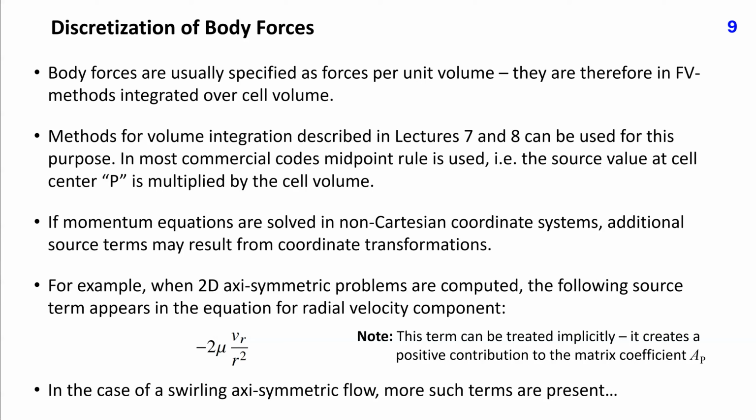by the cell volume. If momentum equations are solved in non-Cartesian coordinate systems, additional source terms may result from coordinate transformations. For example, when two-dimensional axisymmetric problems are computed, the following source term appears in the equation for the radial velocity component. Note that this term can be treated implicitly because it contains the radial velocity at the cell center. It creates a positive contribution to the matrix coefficient AP because it is unconditionally negative on the right-hand side of equation. In the case of a swirling axisymmetric flow, more such terms are present.